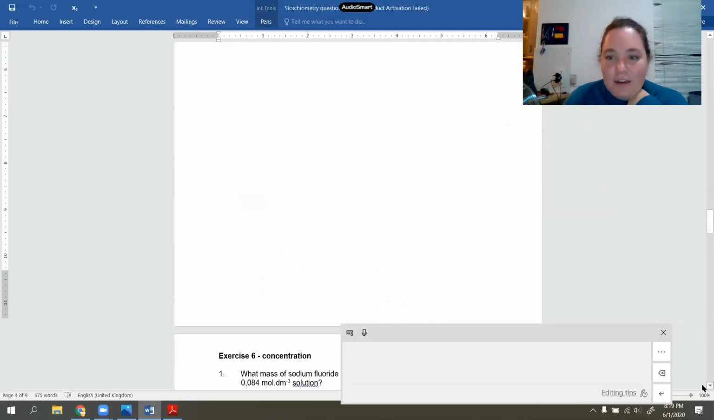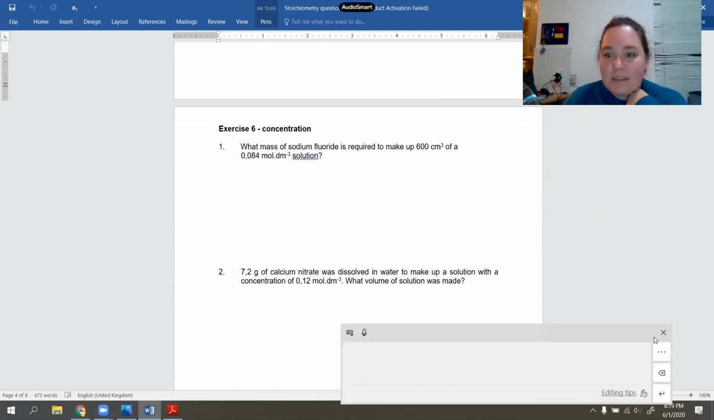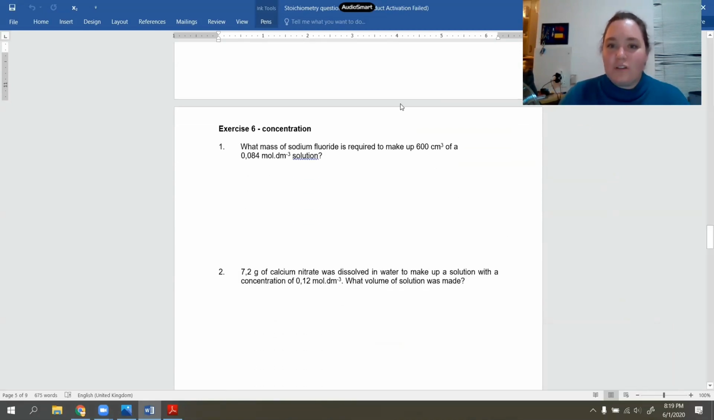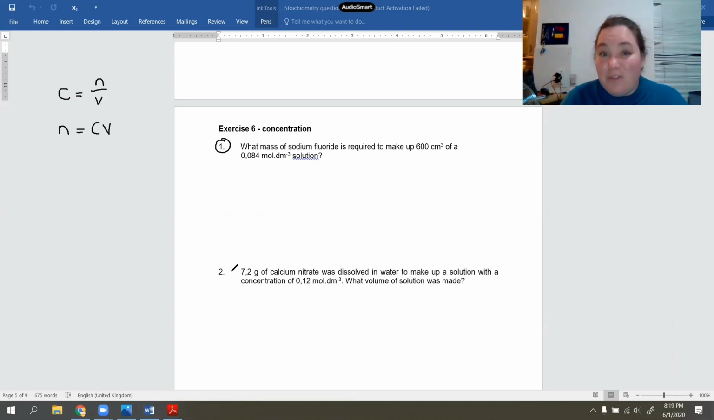Okay, and then the last thing that I wanted to cover on the very basics was the idea of concentration. So concentration is going to use the equation C is equal to n over V. Obviously, we can rearrange this, so n is equal to CV, etc. So the question that I'm going to be doing is the first one, and then I'm giving you guys the harder one just now. So what mass of sodium fluoride is required to make up, actually it's not that much harder, they're equivalent, make up 600 centimeters cubed of a 0,084 mole per decimeter cubed solution?